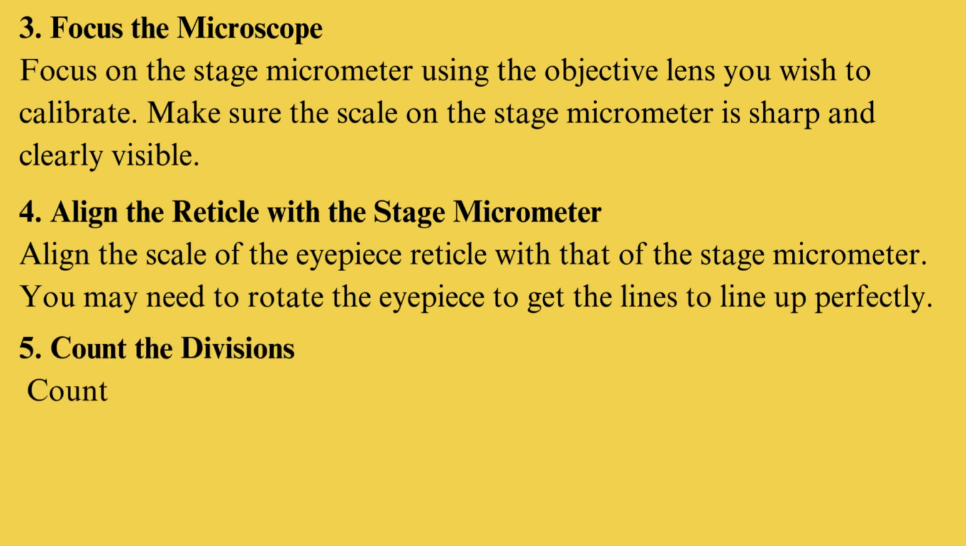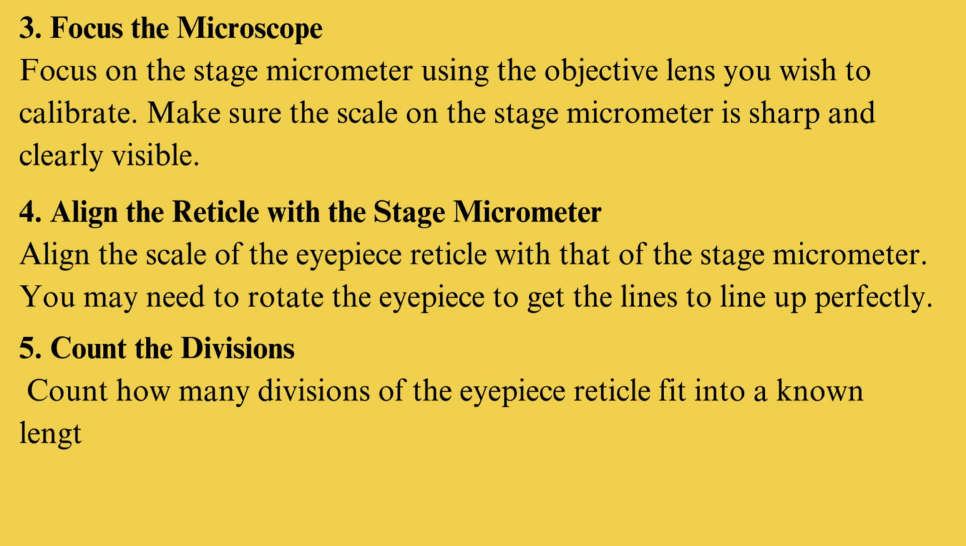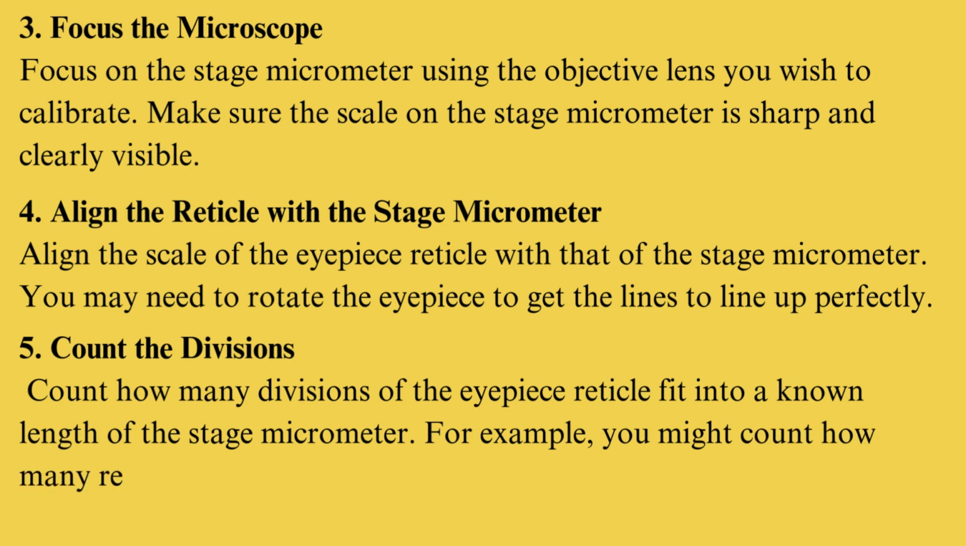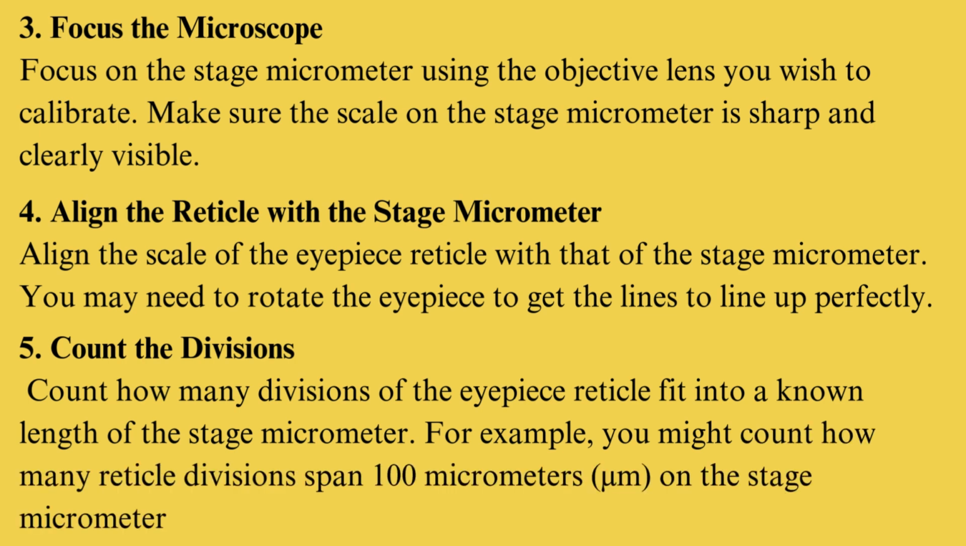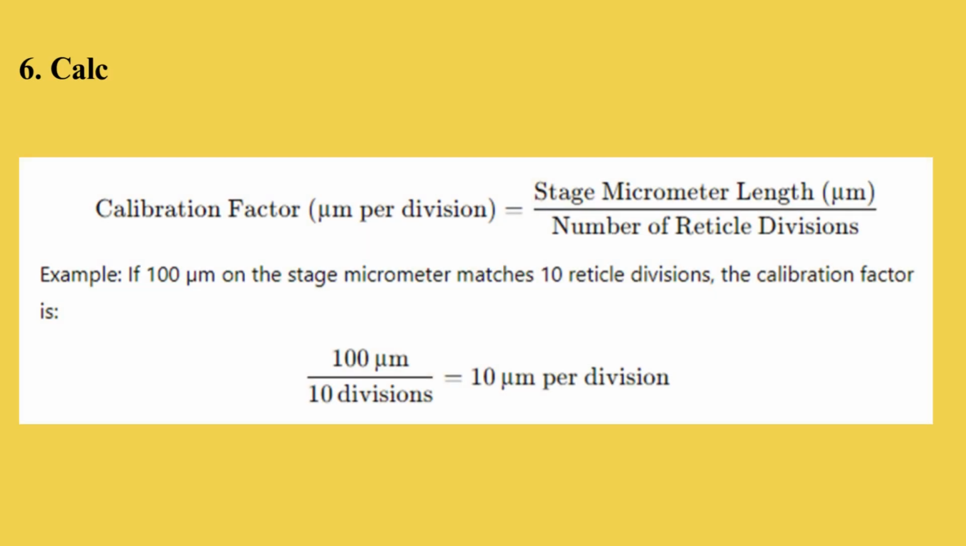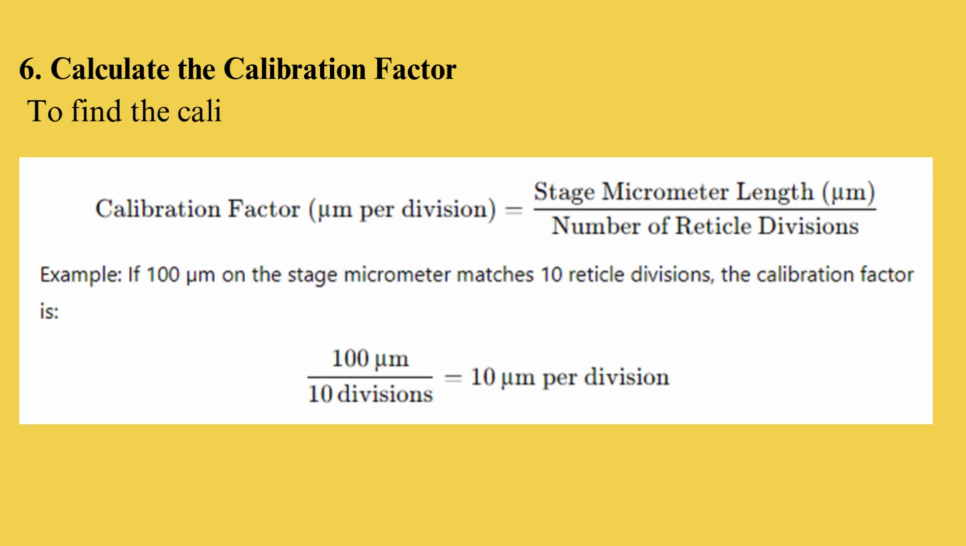Count the divisions. Count how many divisions of the eyepiece reticle fit into a known length of the stage micrometer. For example, you might count how many reticle divisions span 100 micrometers on the stage micrometer. Calculate the calibration factor. To find the calibration factor, use this formula.